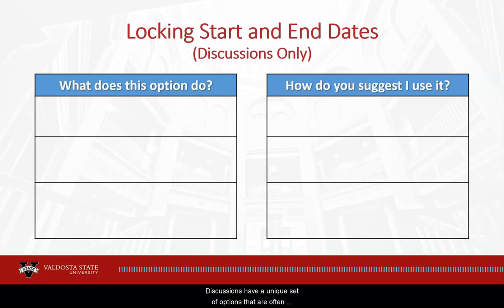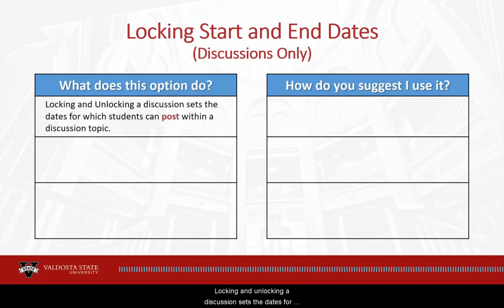Discussions have a unique set of options that are often confused with availability dates. Locking and unlocking a discussion sets the dates for which the students can post within a discussion topic, as long as the discussion topic and its overarching forum is set to available. Students can view the topic and all threads it contains. If you wish to control the window of time students are permitted to converse within the discussion, that's when locking, start, and end dates are useful.